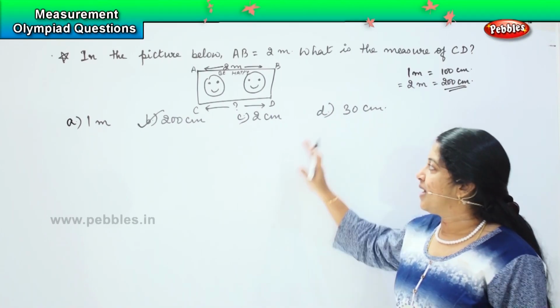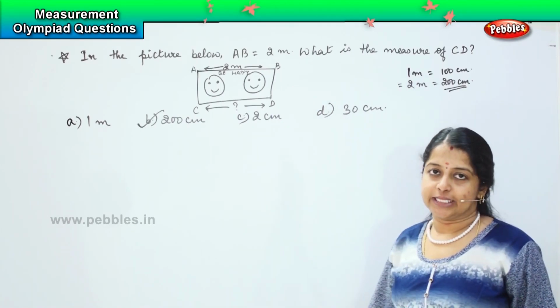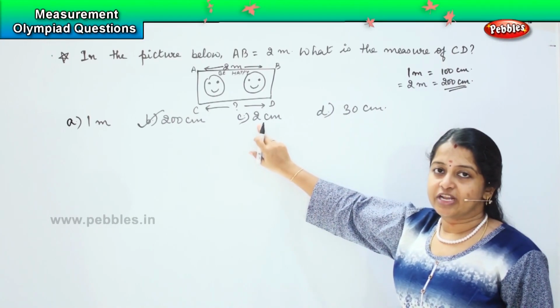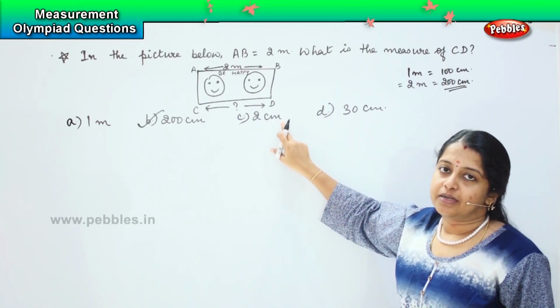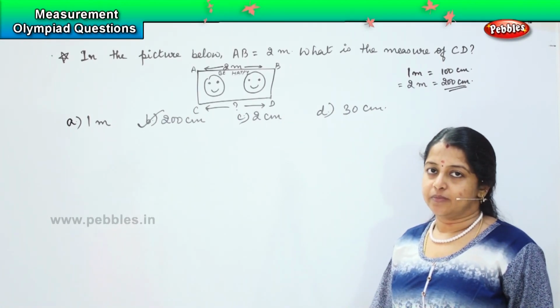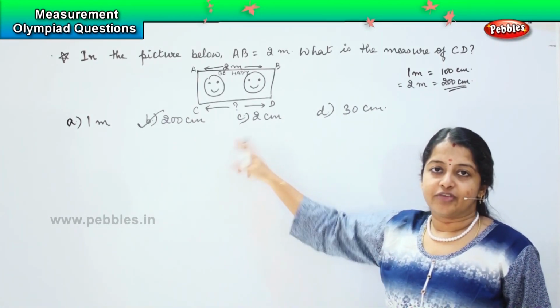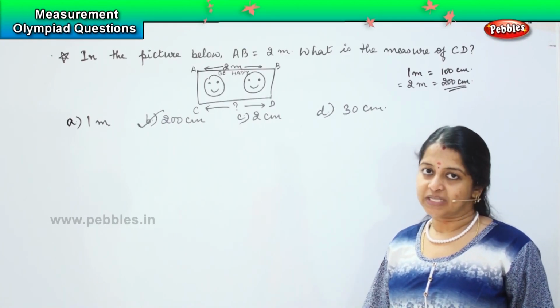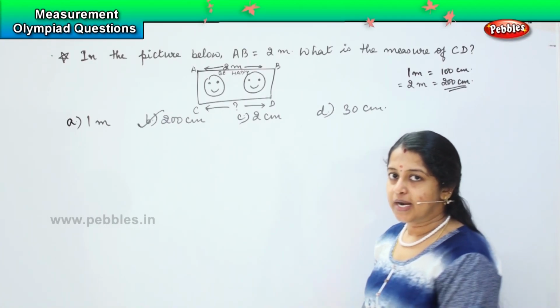Sometimes you may come across tricky questions like this. Here there is also given 2, but the unit is centimeter. So just by seeing the number, don't mark it as the right answer. You need to observe clearly the figures and then mark the answer. Clear? Shall we move to the next one?